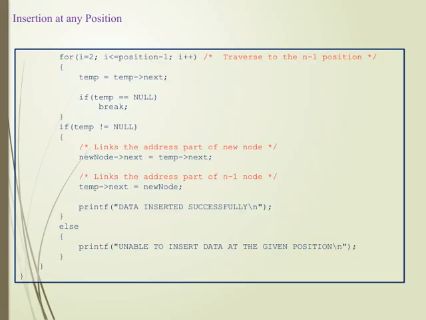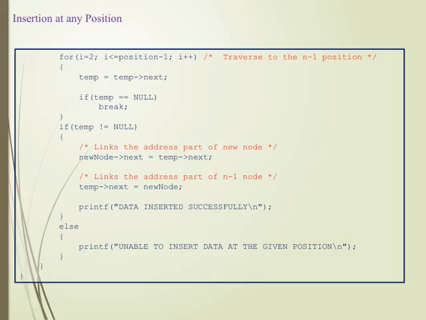Let's walk through how insertion at any position works in a linked list. The core idea here is to traverse the list until we reach the node just before the position where we want to insert. We do this using a loop, starting from the second node and moving forward until we reach position -1.